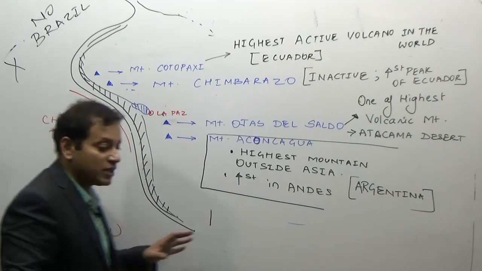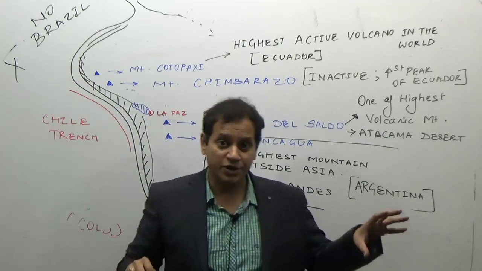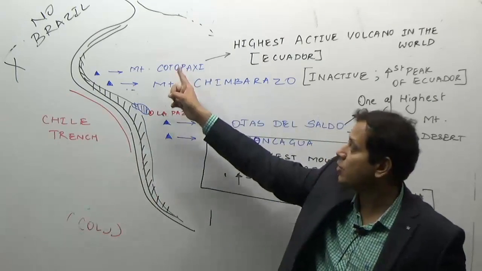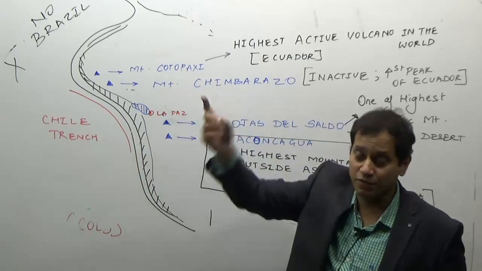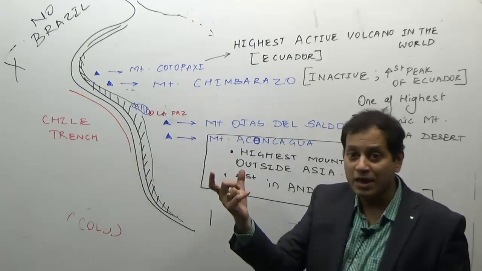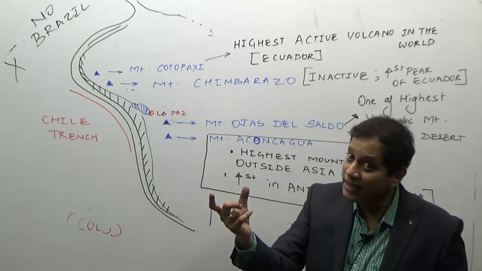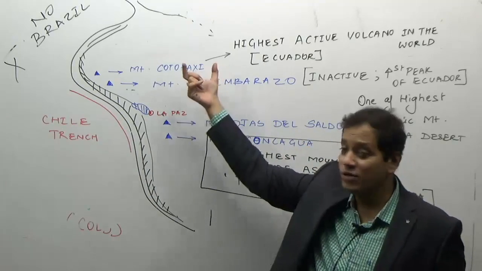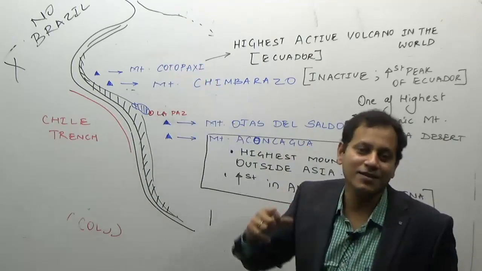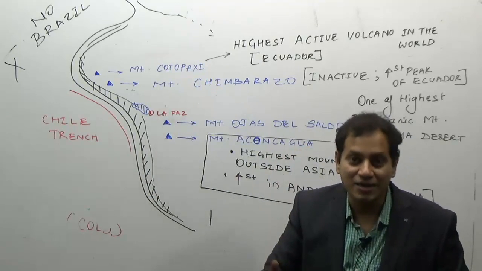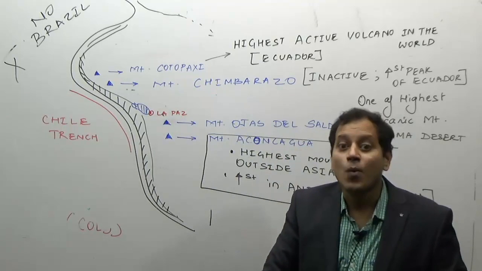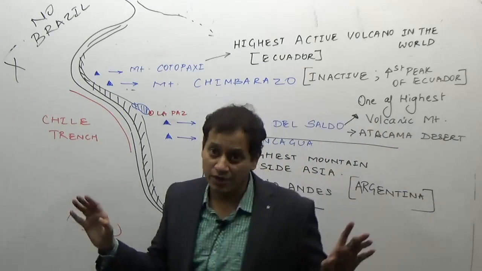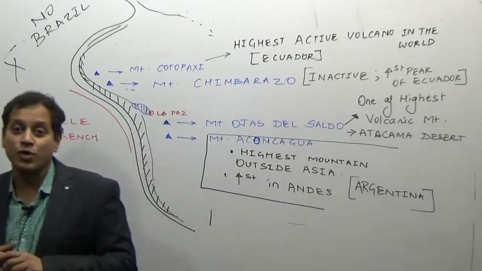So the common question is, which is the highest mountain outside Asia? One option may be Aconcagua, the other option may be Cotopaxi. Here there is a confusion. You remember, the highest mountain outside Asia is Aconcagua, but the highest volcanic mountain in the world is Mount Cotopaxi. Why highest volcanic mountain? As I told you, the Himalayas do not have volcanoes. So these are the highest volcanic mountains.